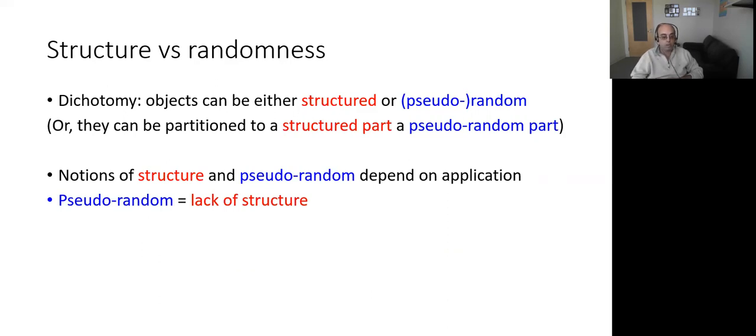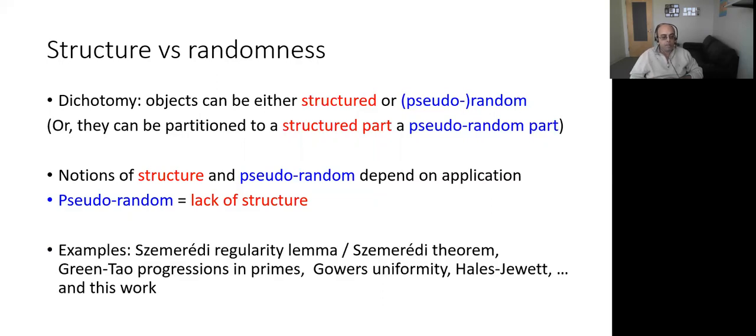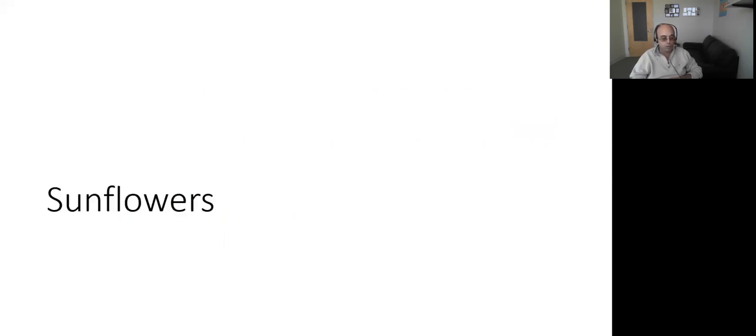Sometimes it's the opposite, right? Sometimes pseudo-random is what's more natural to define. And again, there are many examples. So here I wrote some examples, in combinatorics, in number theory, where all of these works are basically based on defining appropriate notions of structure and randomness and trying to study them. So, okay, without further ado, let me talk about this specific work, which is about sunflowers.